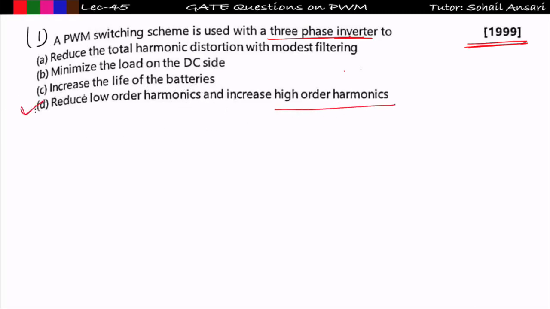I already explained to you why we go for the PWM scheme. It reduces the lower order harmonics as well as increases the higher order harmonics, and as we know, higher order harmonics can be easily filtered out. So this is the advantage of the PWM technique. The correct answer would be D.